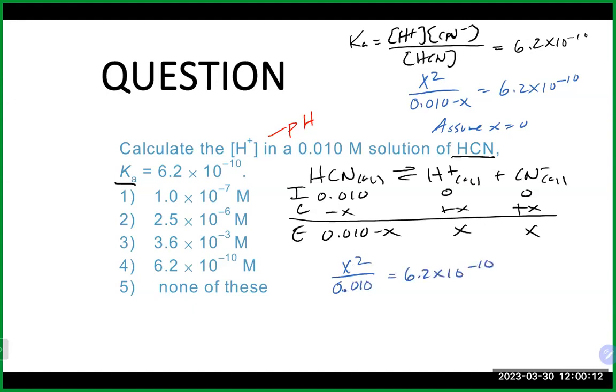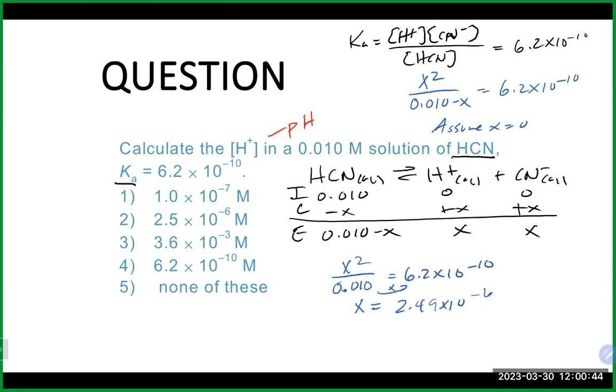As my K value is a small value, I could do that. We'll do 6.2 times 10 to the minus 10. We're going to multiply the 0.01 to the other side, and we're also going to take the square root of it. When we do all that, multiplying and then taking the square root, we get, call it, 2.49 times 10 to the minus 6.